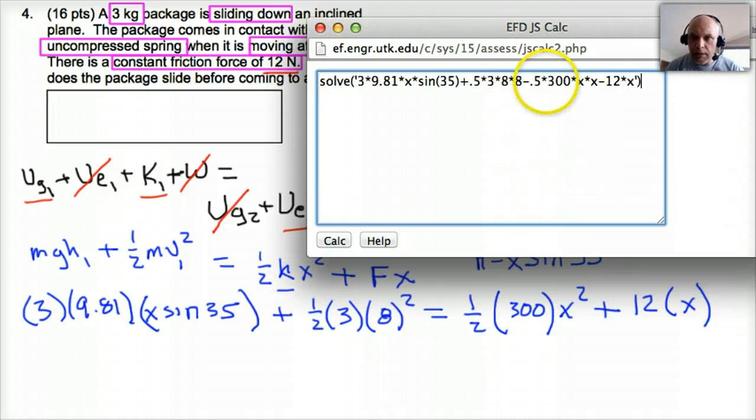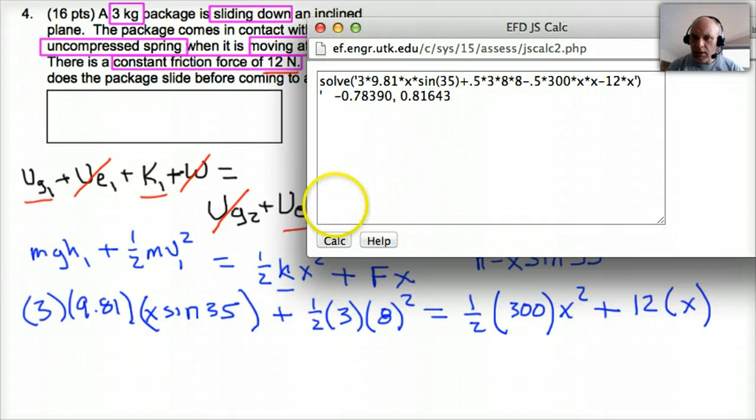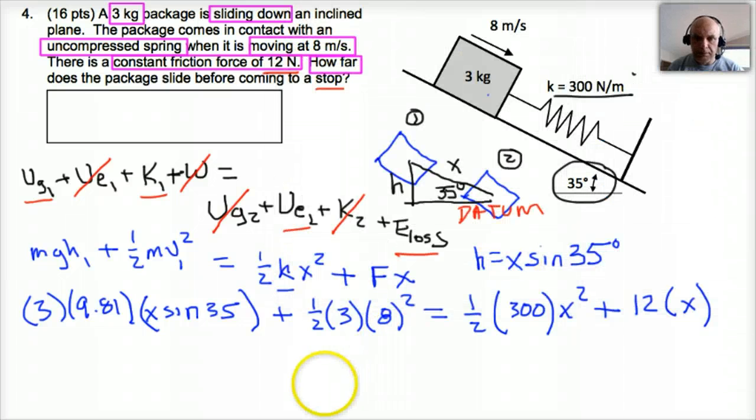Since x is my unknown, I don't have to specify it. And it gives me two answers, minus 0.78 and 0.816. Your calculator asks you for an initial guess and only gives you the closest answer. This calculator by default gives me both answers. I obviously would choose the positive one. So 0.816, and that's going to be meters. So x equals 0.816 meters.